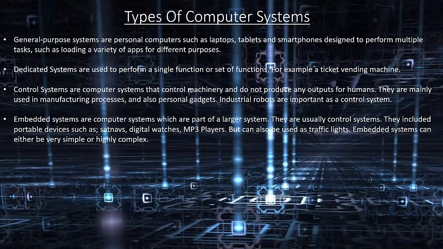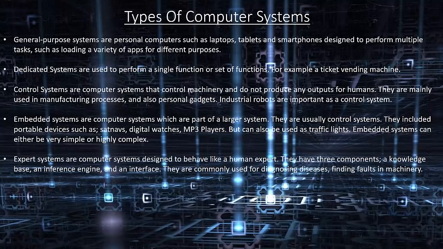Embedded systems are computer systems which are part of a larger system. They are usually control systems. They include portable devices such as sat-navs, digital watches, MP3 players, but can also be used as traffic lights. Embedded systems can either be very simple or highly complex.